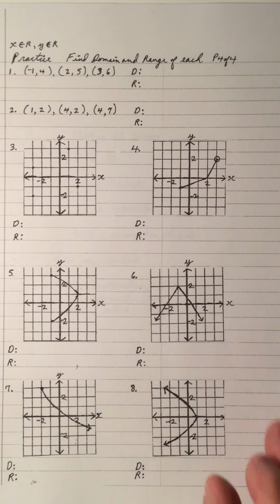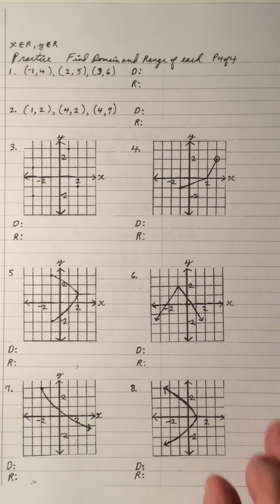And the range is the y values, and the lowest y value is -2. And the next y value is -1. The next y value on this point is 1. And the next y value for this one is 3.